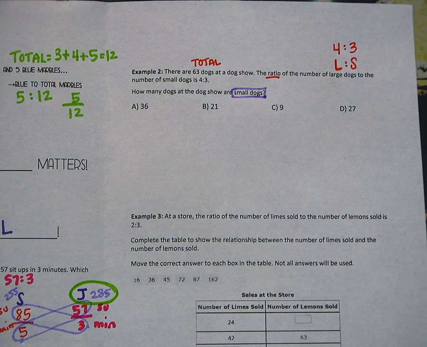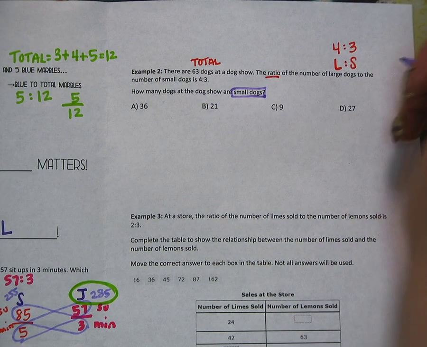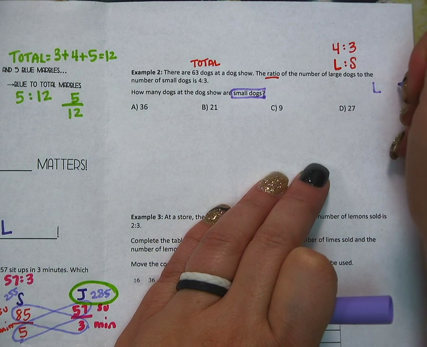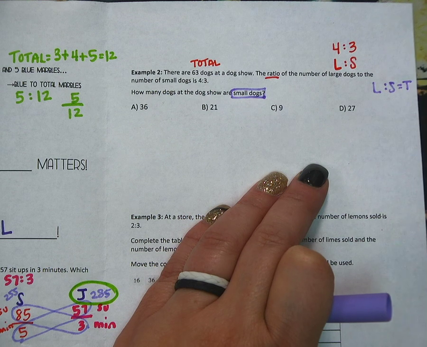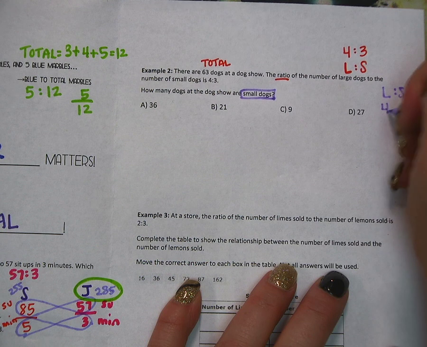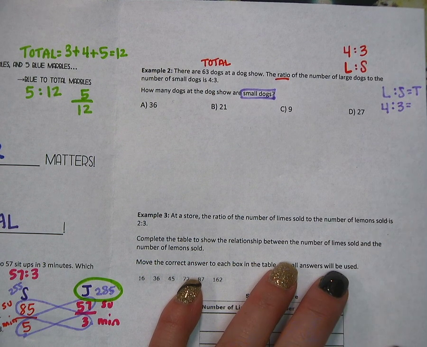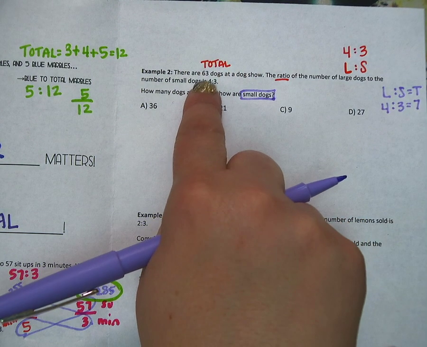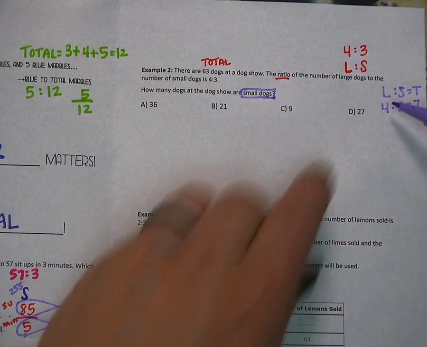Okay? So we're going to create a little table. Our table is going to be large dogs to small dogs, and remember, we want that to equal the total. So we write our ratio, 4 to 3. Well, if there are 4 large and 3 small, what's the total? 4 plus 3 would be 7. Is that the total we're looking for? 63? No. So let's start skip counting. Let's count by 4s.